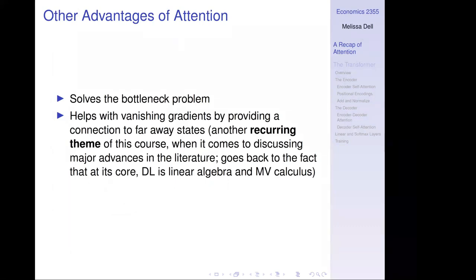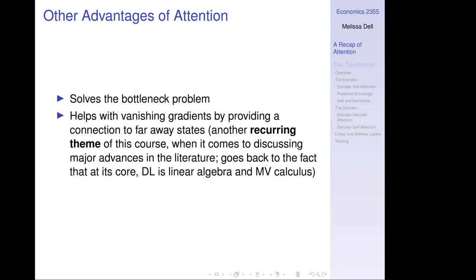And another important advantage that we saw was that it helps solve the vanishing gradients problem by providing a connection to faraway states. And this is kind of a recurring theme of this course when it comes to discussing major advances in the literature. It goes back to the fact that at its core, deep learning is just linear algebra and multivariable calculus. And so if we want to transmit information from states that are far away in the network, when we backprop, we're just using the chain rule multiplication, right?